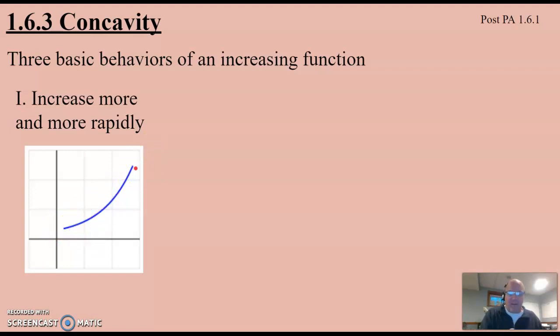As I read the graph from left to right, it's increasing, but it's increasing more rapidly as we go. The amount of increase increases. So think of the slope of a tangent line here, and think of a slope of a tangent line up here.